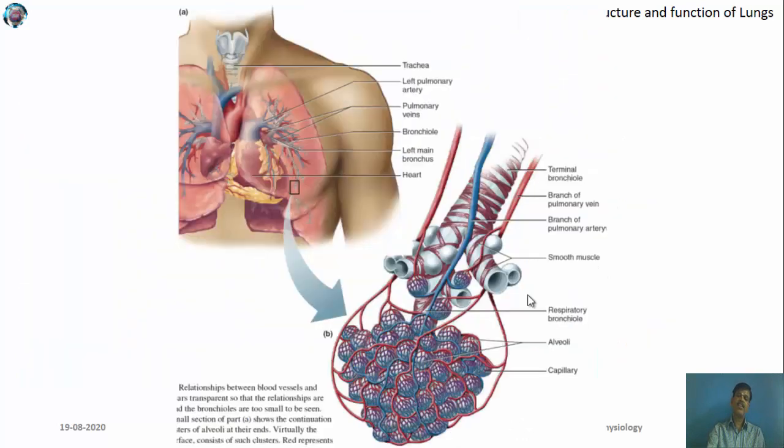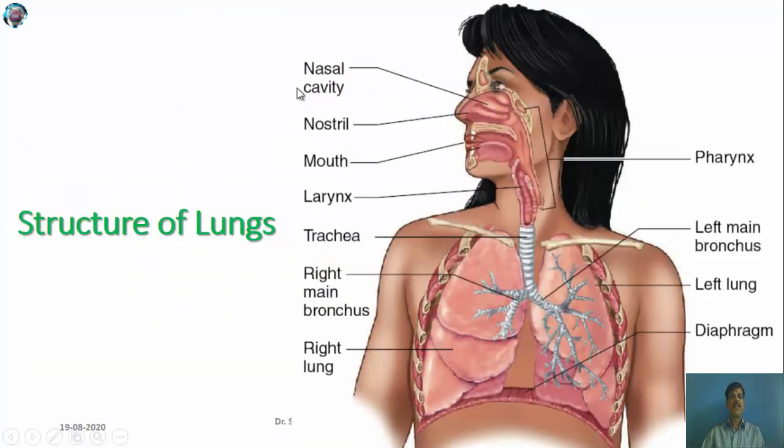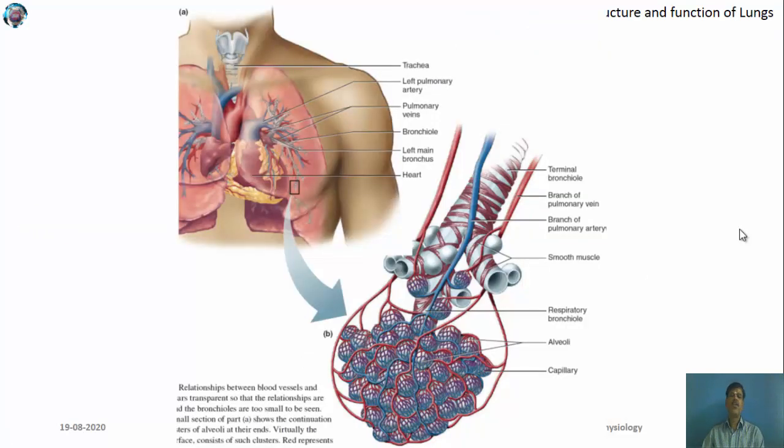If you see the structure of the lungs, the passage starts from the nasal cavity and goes to the pharynx, and then it divides into the esophagus and larynx. Then the larynx continues as the trachea, and the trachea is divided into right and left main bronchus, and each bronchus is further divided into bronchioles. Once the bronchioles reach all the lung lobes, they convert into terminal bronchioles. After the terminal bronchiole, we have the respiratory bronchiole.